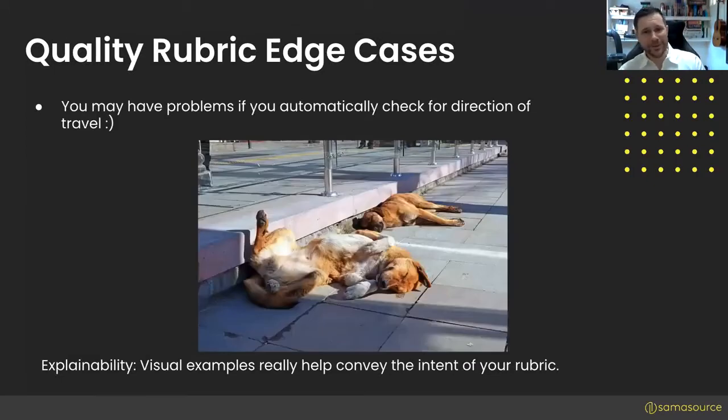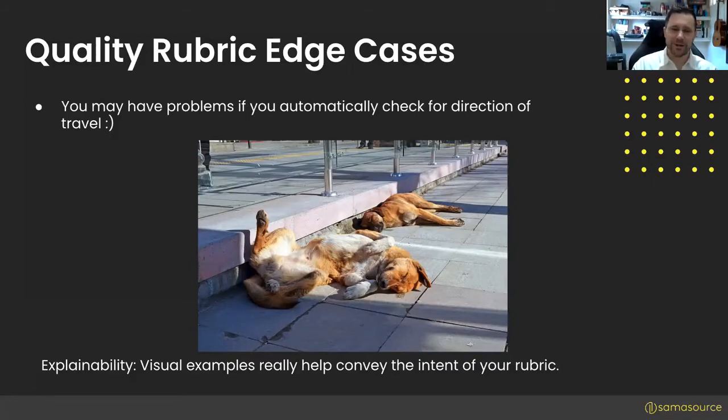I just want to include a couple of fun ones here. Hopefully these will be useful for you. When automating checks or working with your labelers, whether they're internal or a third party, you may have some problems if you do automatic checks, or questions may come up. So look at these two adorable puppers here. What's their direction of travel? If I normally annotate dogs and say, hey, I want to know which direction they're going so I can watch out if a dog looks like it's going to cross into the street, what direction of travel is this dog: up, down, not important? Something you probably want to consider there.